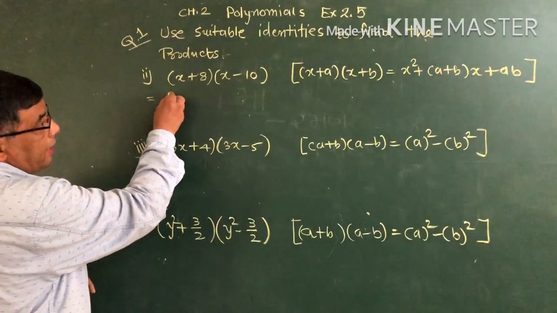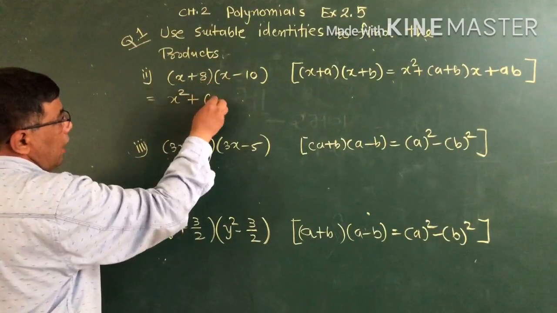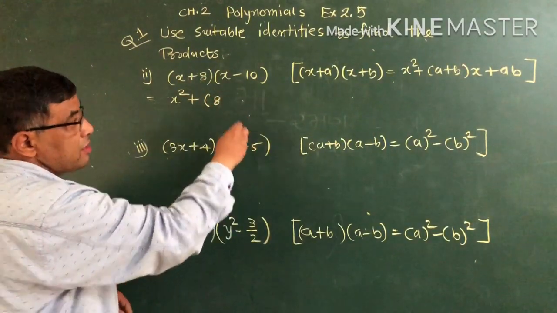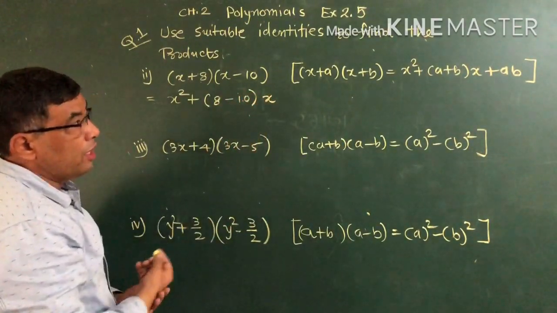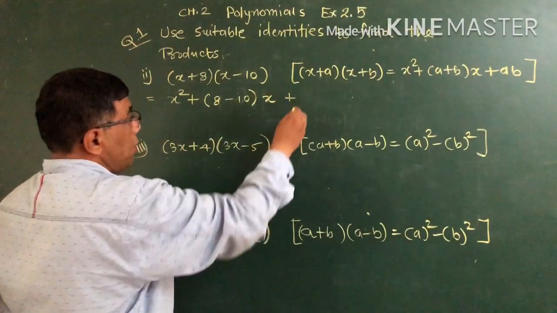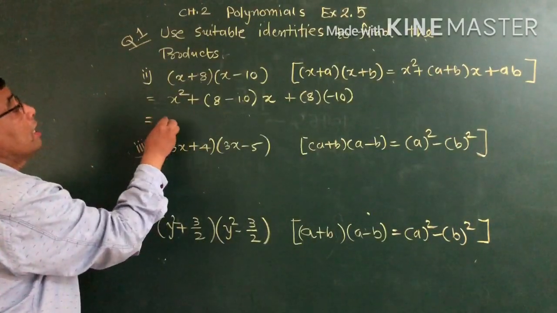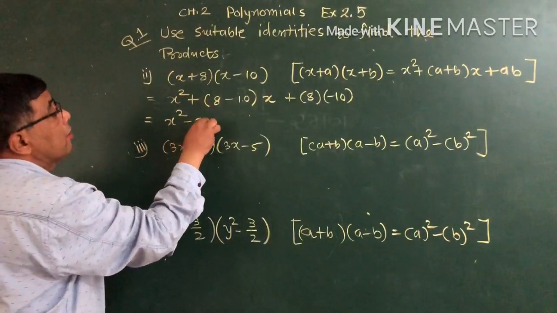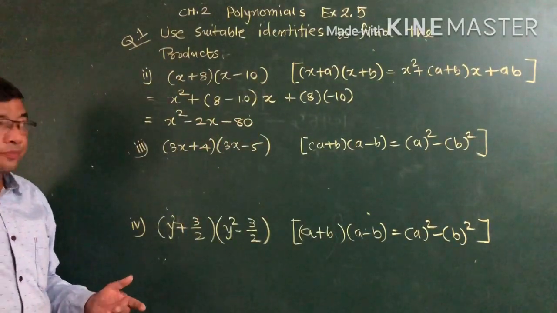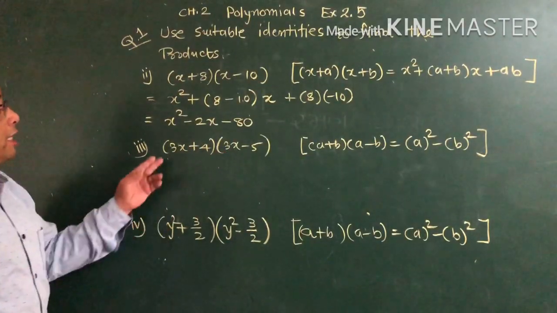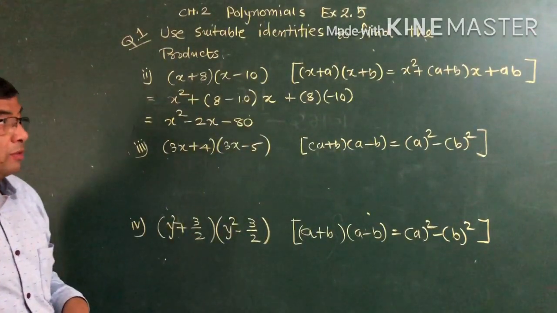So we apply that identity. According to that, x square plus a is 8 here, plus minus 10, so minus 10, into x, which is x only here, and plus ab, 8 into minus 10, which gives the answer x square minus 2x minus 80.